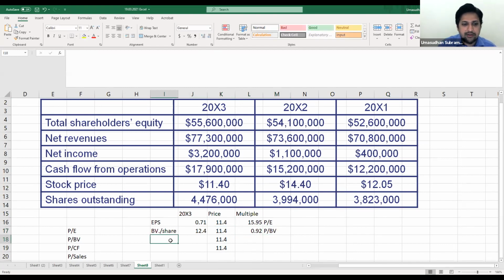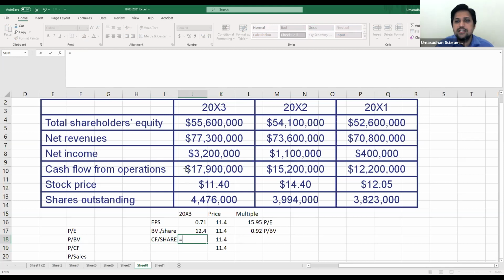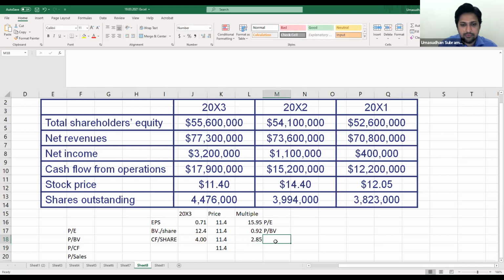Right, number 3, you want to calculate the cash flow per share. How do you calculate the cash flow per share here? What is your cash flow? Operating cash flow, we can use this. Free cash flow or operating cash flow, we'll use operating cash flow here, that's what is available, divided by number of shares, 4476. So I get 3.999, that's my $4 cash flow per share. So price to cash flow per share is 2.85. That's going to be your price to cash flow.